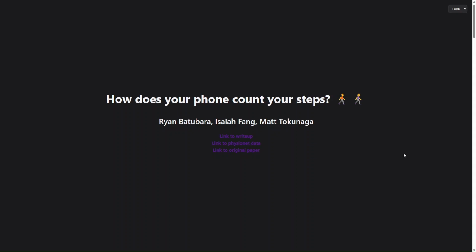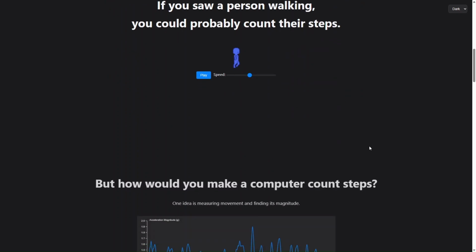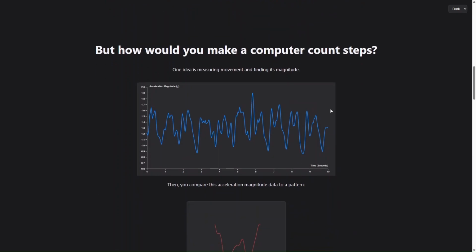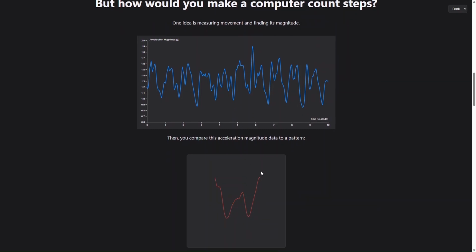Have you ever wondered how your phone counts your steps? You could probably do it, but how would a computer do it? Well, first, what data does your phone have? It should have acceleration magnitude at any given timestamp. What you can then do is use this data to manually find the shape of one step.